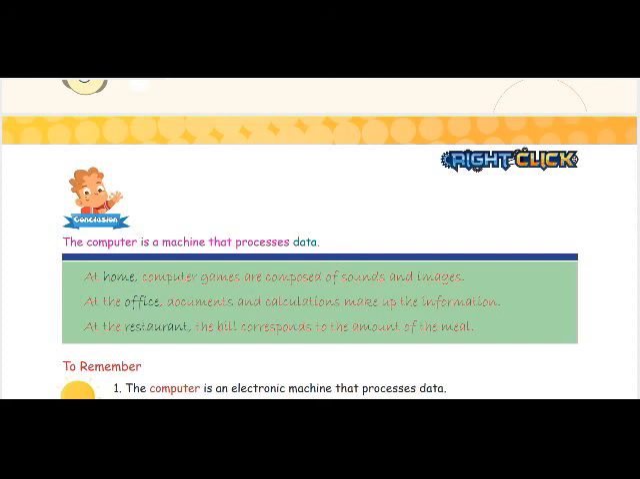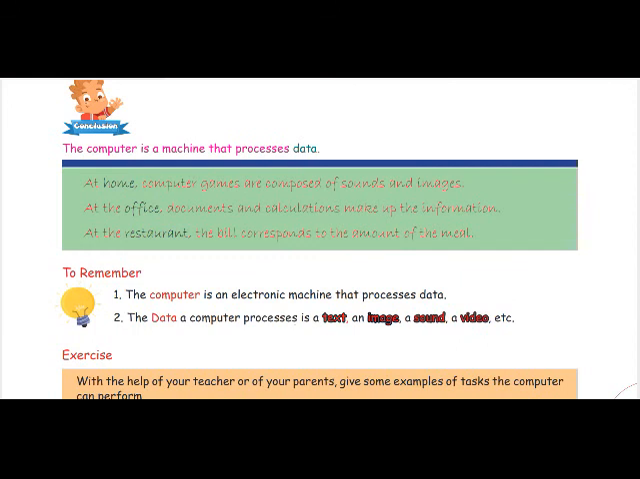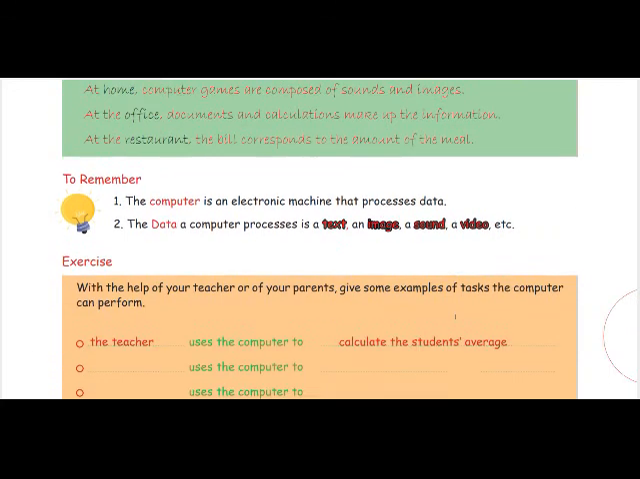So all those examples, and of course you can give them more than those examples, are here to explain to them what data is and why I use a computer. It's to manipulate data. And here, as a reminder, the computer is an electronic machine that processes data. The data a computer processes is text, image, sound, and video.